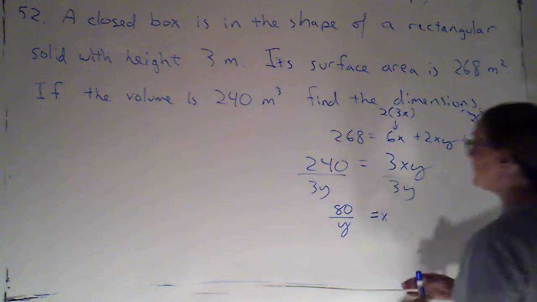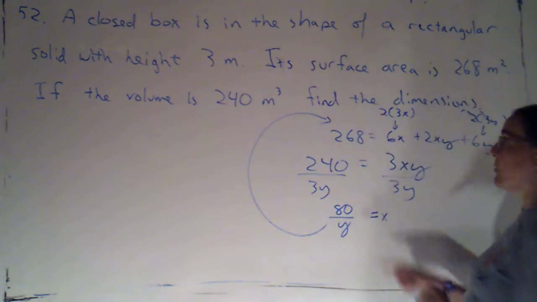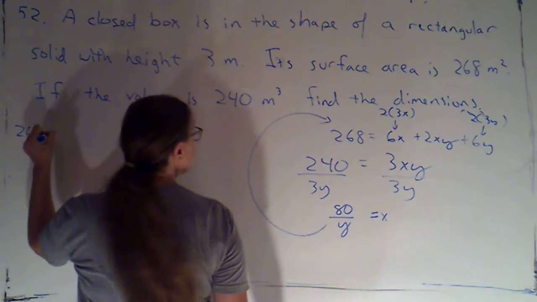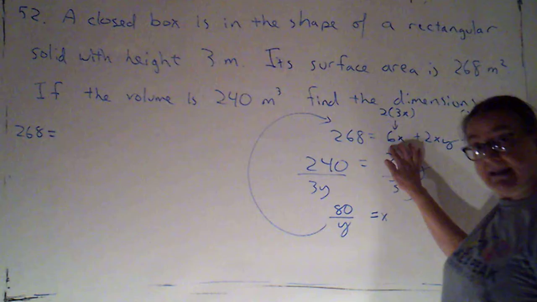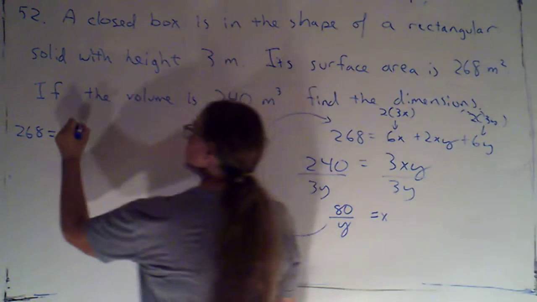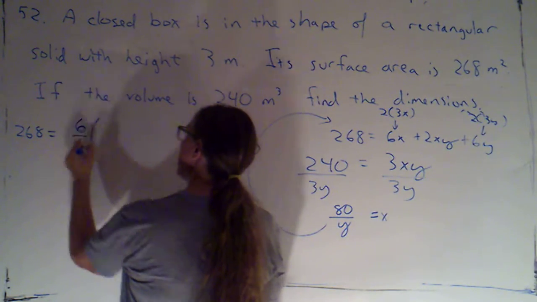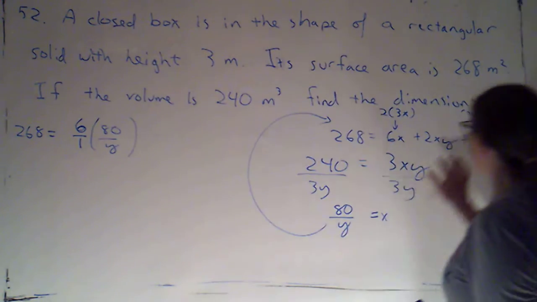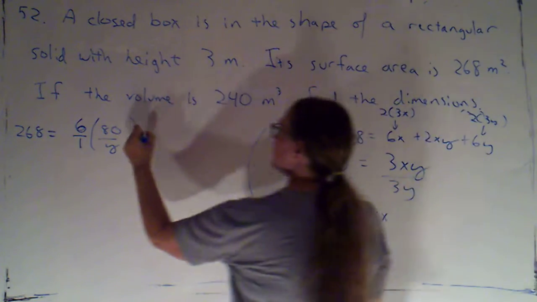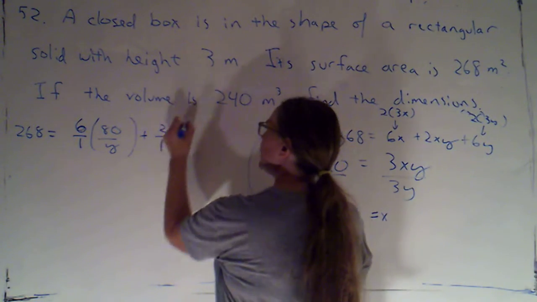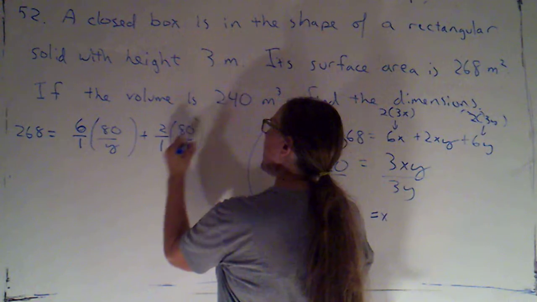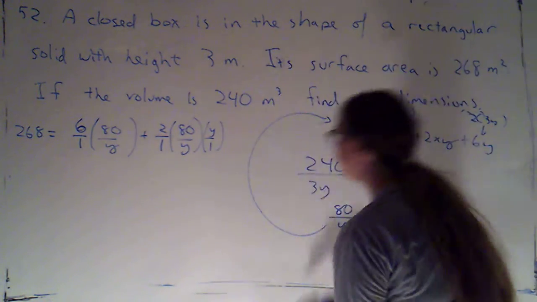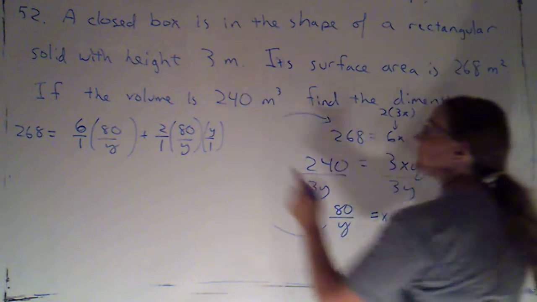Okay, so I'm going to plug that into my other equation. The other equation was this surface area one, and I'm plugging that in for x. So we'll have 268 is equal to 6 times x. So I'm just going to write that 6 as 6 over 1, since I'm multiplying it by a fraction, 80 over y, plus 2xy. So that's 2 over 1 times x is 80 over y times y, which I'll write as y over 1, plus 6y.